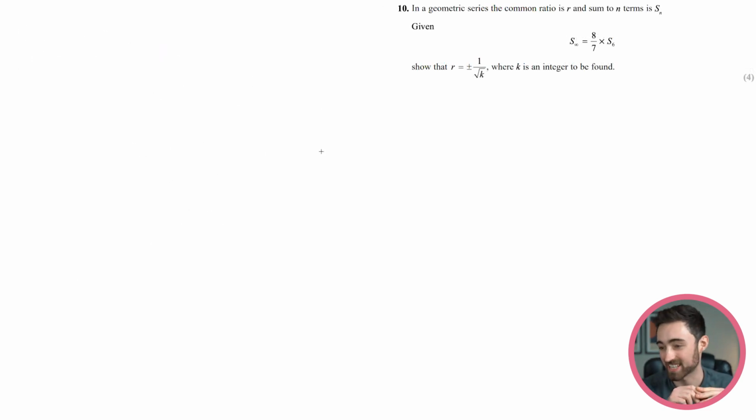Alright, in a geometric series, the common ratio is R, and the sum to n terms is Sn. We know that. Given that S infinity, the sum to infinity, is equal to 8 over 7 multiplied by the sum of the first 6 terms, show that R is that. So it's just that they're giving us an equation, aren't they? Luckily for you, S infinity and Sn are in your formula booklet.